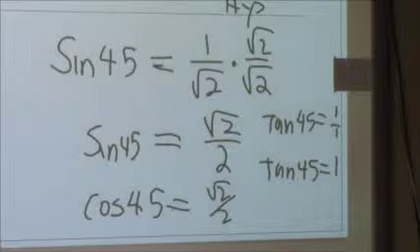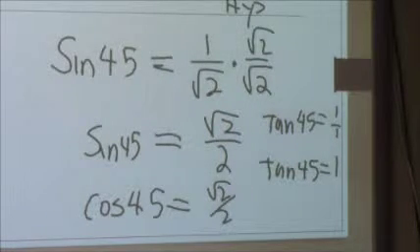We'll use this concept to find other angles that are multiples of 45. As we go on, we'll extend that concept. But remember, the sine of 45 degrees is square root of 2 over 2, the cosine of a 45 degree angle is square root of 2 over 2, and the tangent of a 45 degree angle is 1.